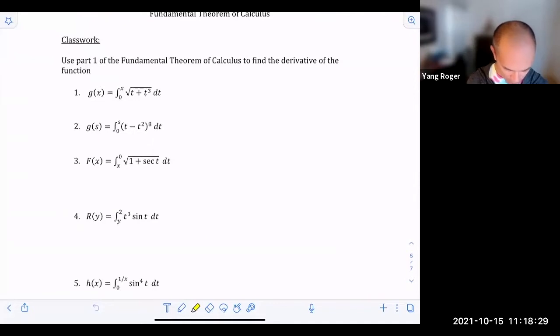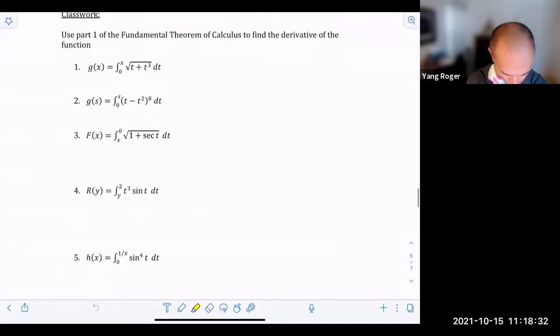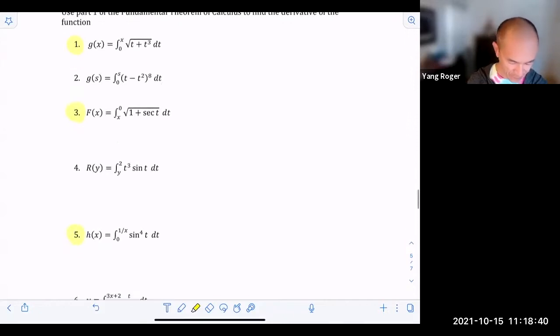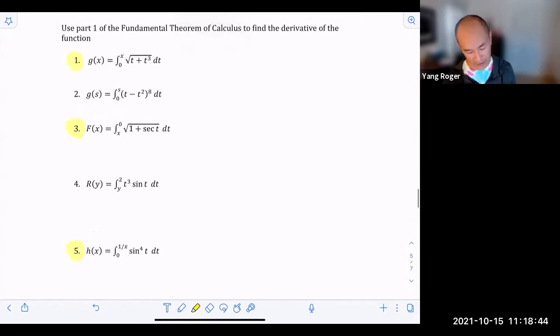I want us to do 1, do 3, and do 5. The question is to find the derivative of each of those guys. Let me give you a few moments to do that, and then I'll go over it with you.